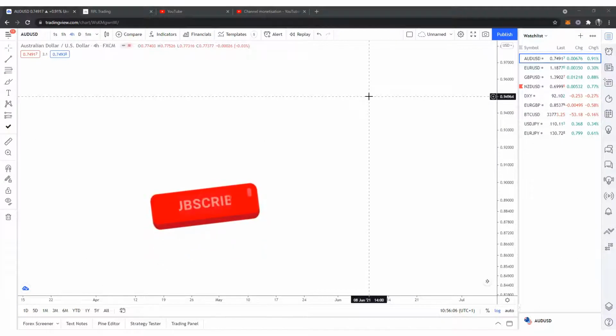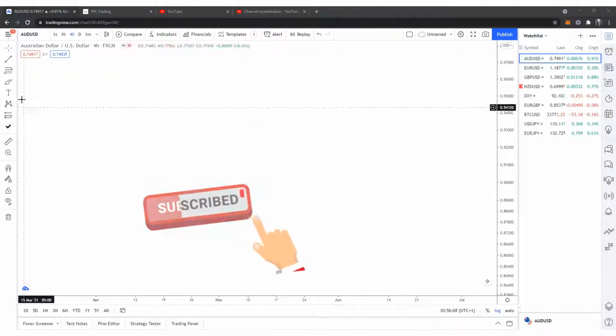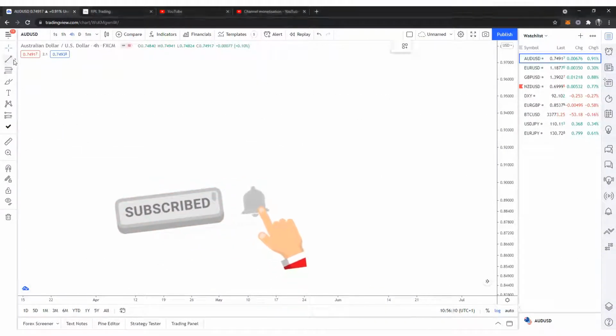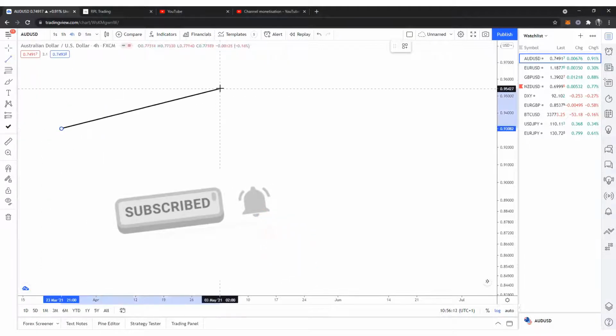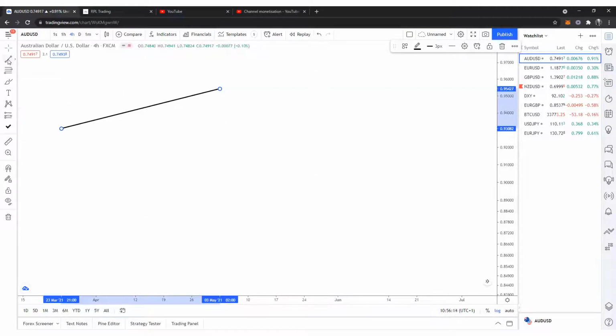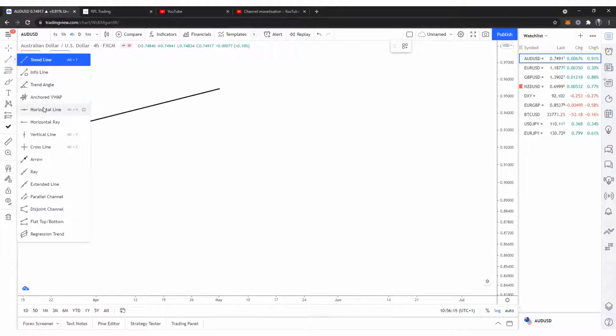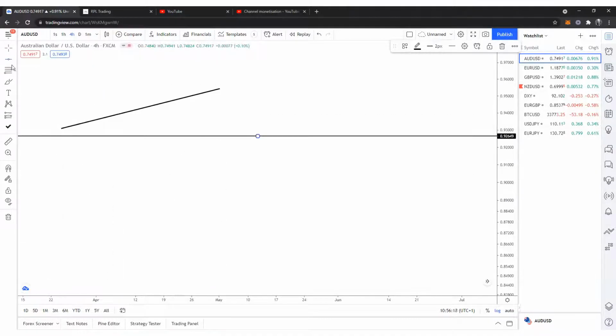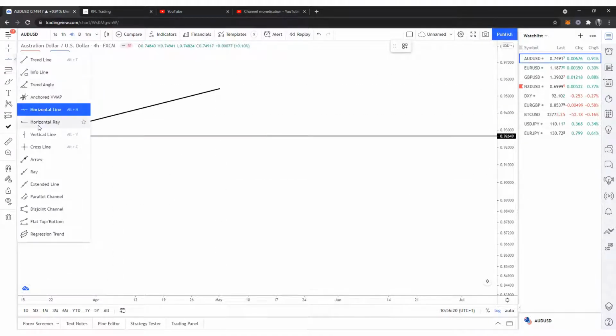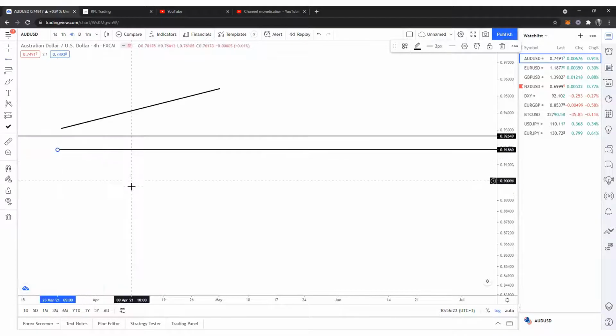Okay, let's get into it. So the first one we will look at is trend line. Second will be horizontal line. Third, horizontal ray.